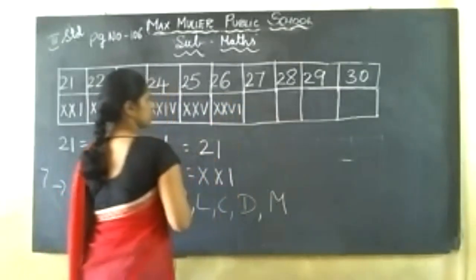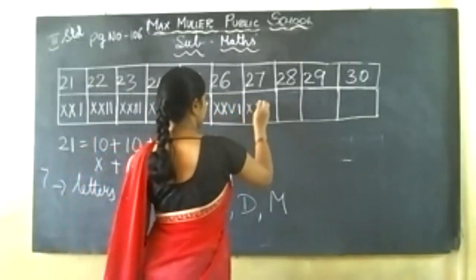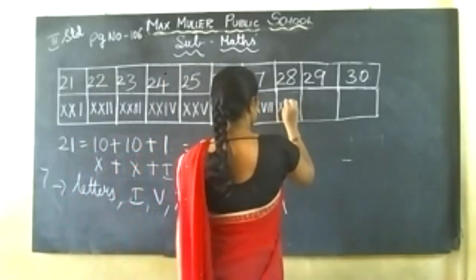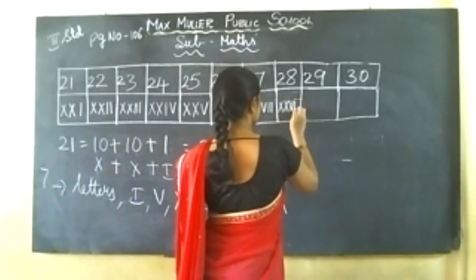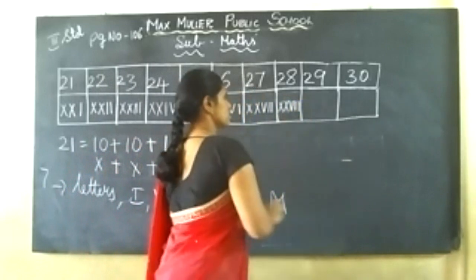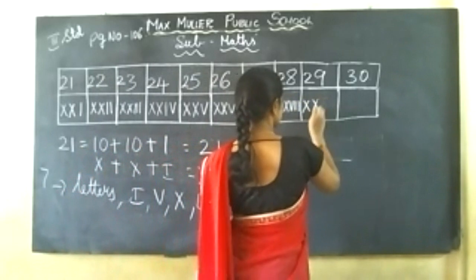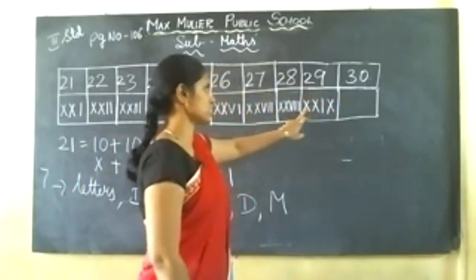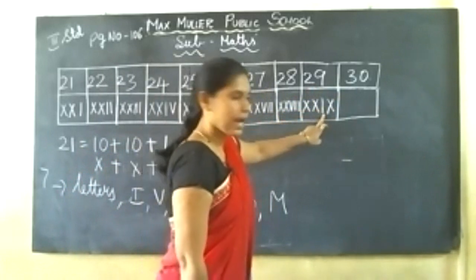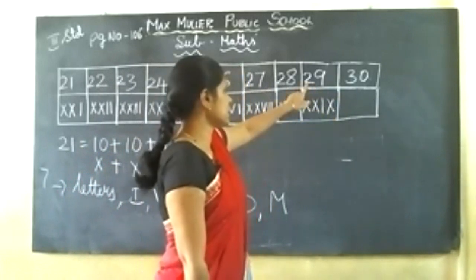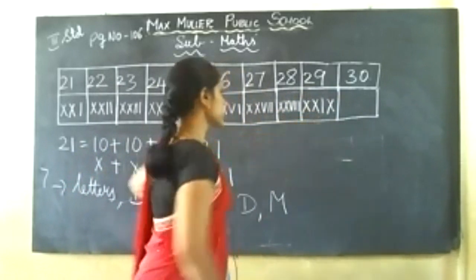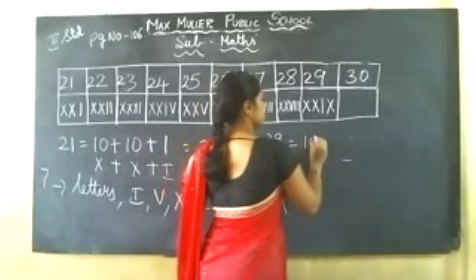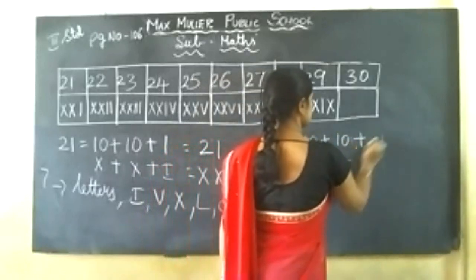V, I. Next, X, X, V, 2 lines. Next, X, X, V, 3 lines. Next, X, X, I, X. 9 means how much? Here, 9 means I, X you will write. 20 means 2X. See here, 29. How will you split this one? 29? 10 plus 10 plus 9.